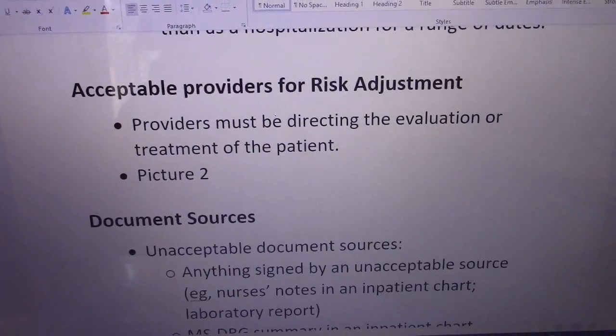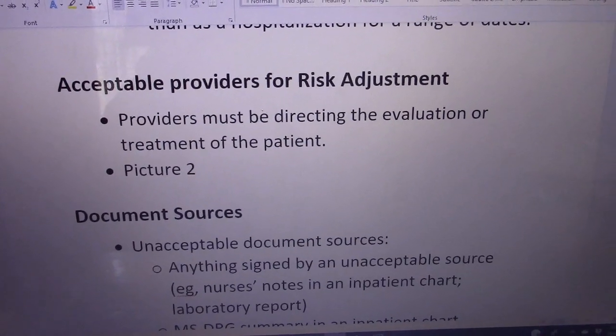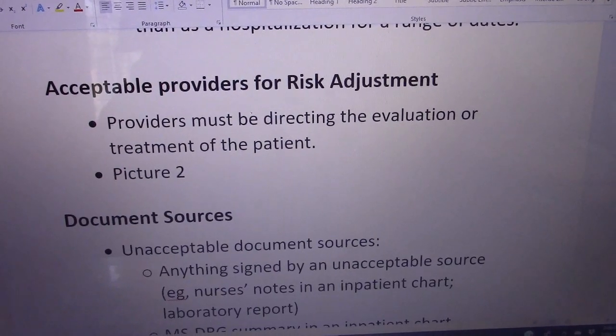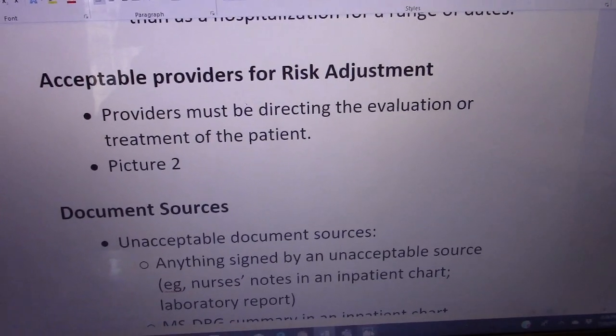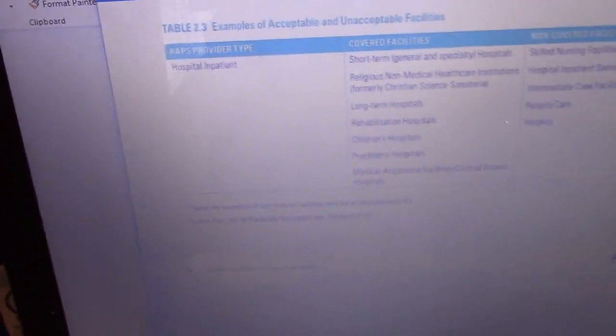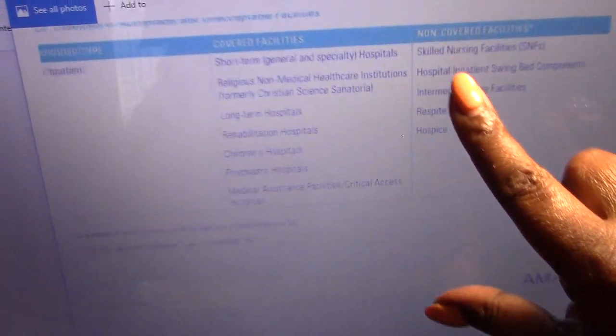Who are the acceptable providers for risk adjustment? Providers must be directing the evaluation or treatment of a patient. And I did find a document that helps us to know. And it says here, let's see if I can enlarge that for you.